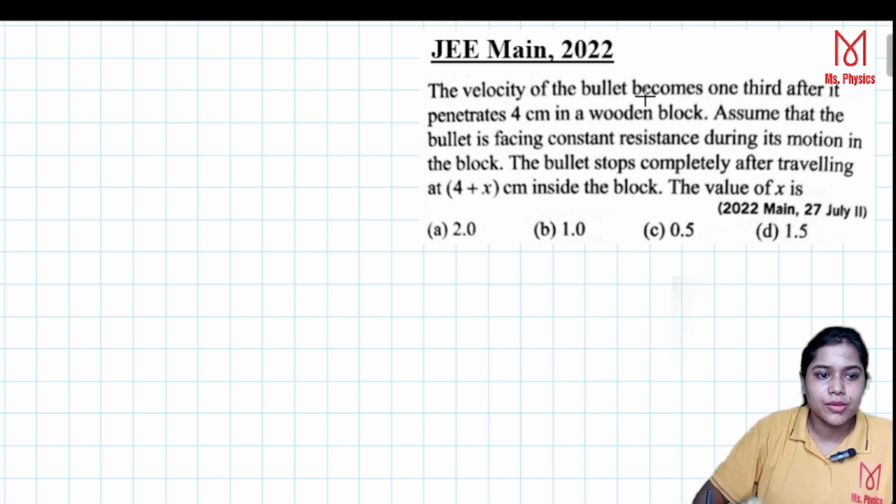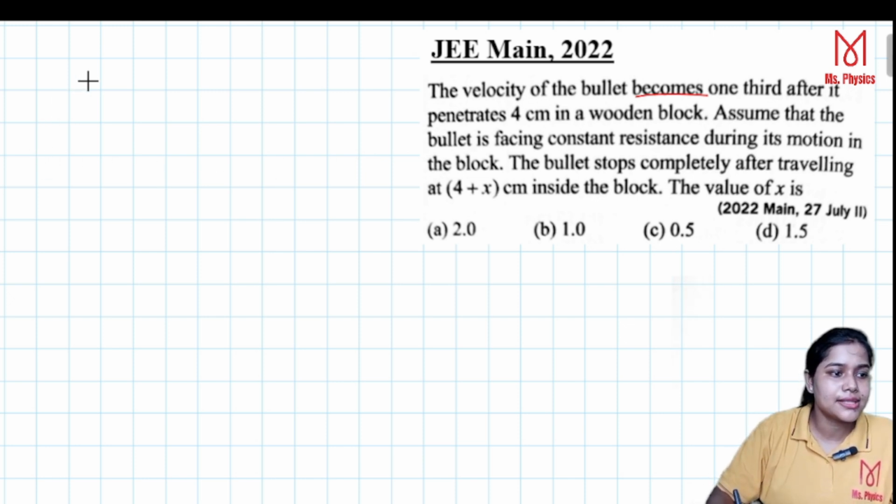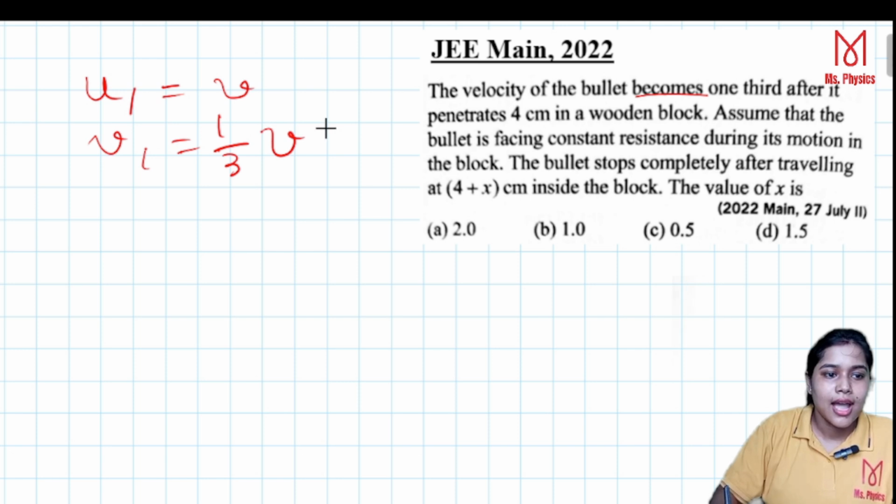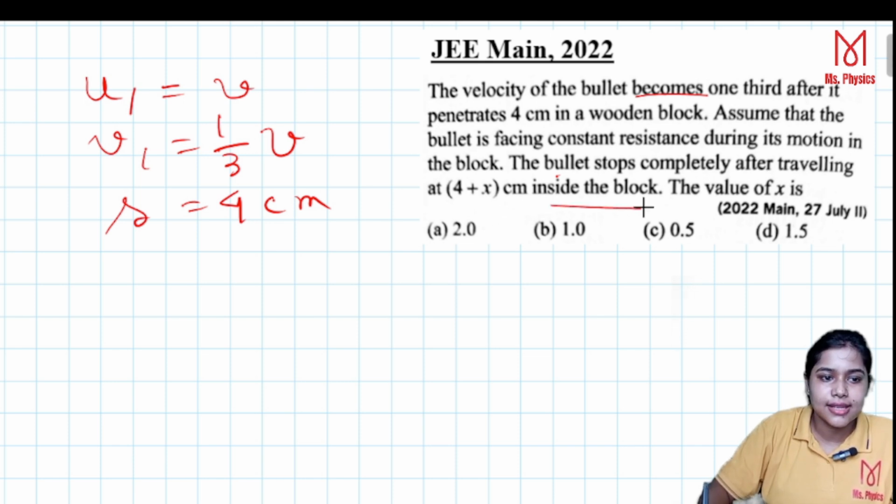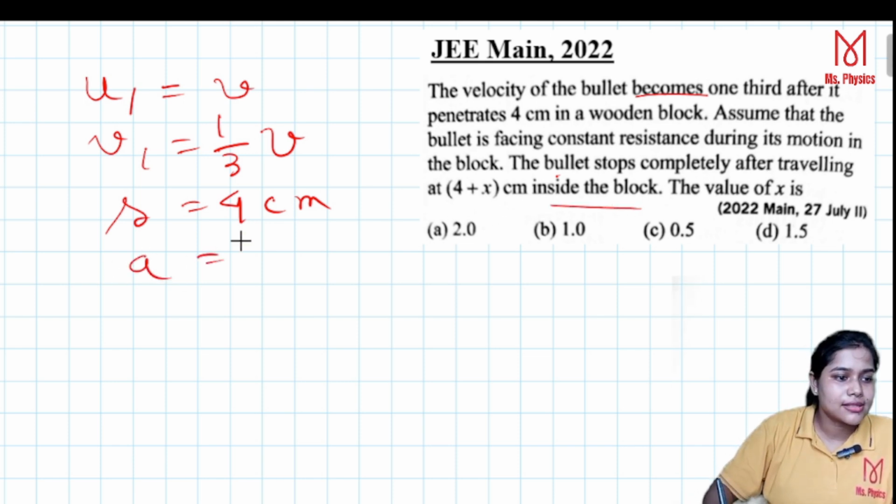The velocity of the bullet becomes 1/3 after it penetrates 4 centimeter. That means if I consider the initial velocity u1 as v, it becomes 1/3, that means v1 is equal to 1/3 v, and s is equal to 4 centimeter. Fine. And assume that the bullet is facing constant resistance. The bullet stops completely after traveling this distance inside the block. Okay, that means a is not given, so we have to find out a first.